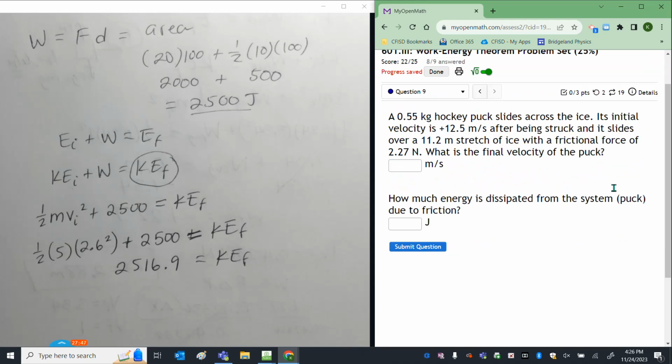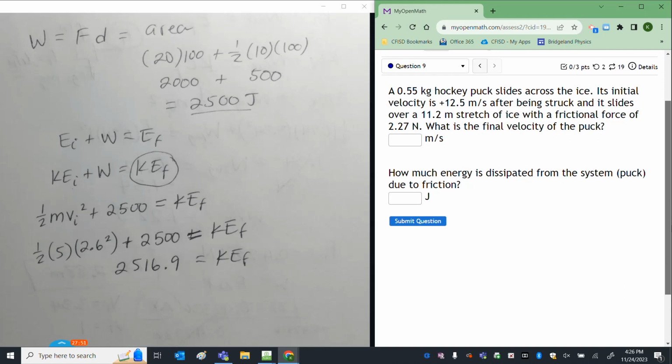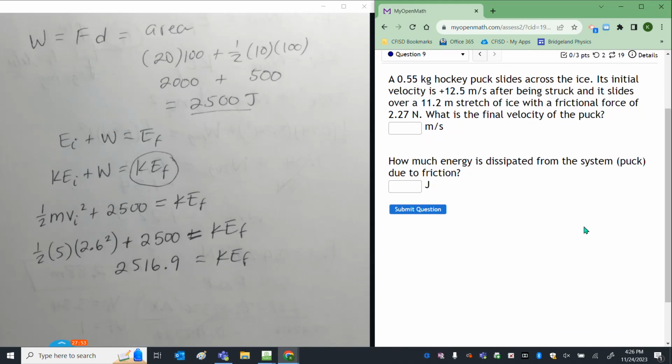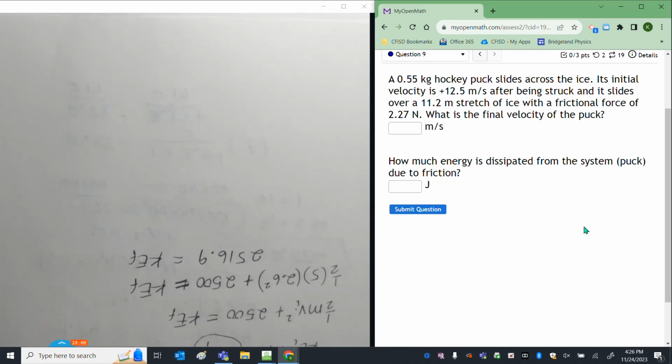Last question on the assignment, 601.3. Says a 0.55 kilogram hockey puck slides across the ice. Its initial velocity is 12.5 meters per second after being struck, and it slides over an 11.2 meter stretch of ice with a frictional force of 2.27 newtons. What is the final velocity of the puck?